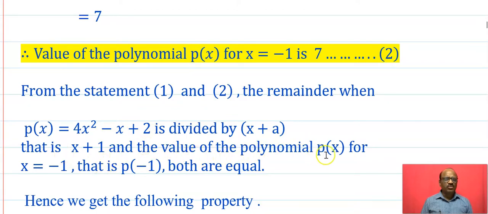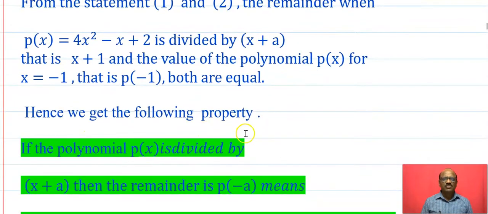And the value of the polynomial p of x for x equals minus 1, that is p of minus 1, both are equal. That is the value of the polynomial. Both the polynomial's value and the remainder came out the same. Hence we get the property.